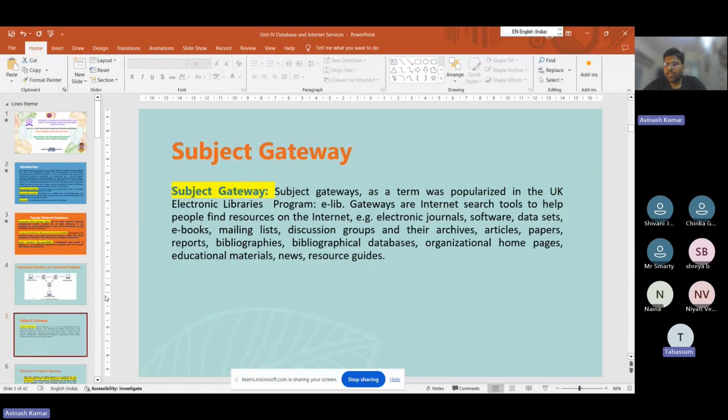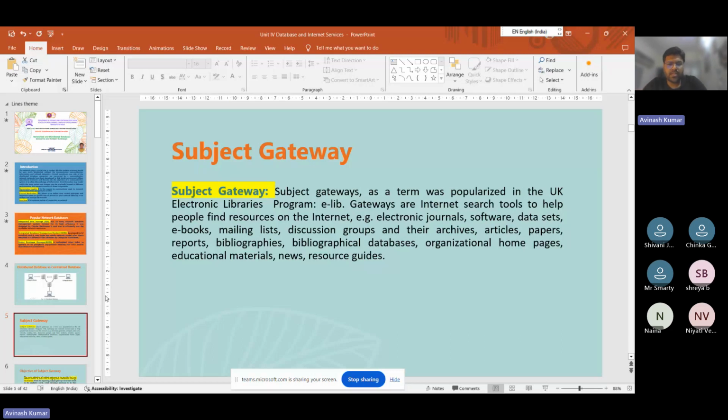What is a subject gateway? Actually, this is a very old example of a subject gateway. Now it is useful for organizations, but it has changed. As you know, technology gradually changes in our life. The subject gateway, as a term, was popularized in the UK Electronic Libraries Program. Okay, it started from the UK, and gateways are internet search tools to help people find resources on the internet: electronic journals, software, data sets, ebooks, mailing lists, discussion groups, and their archives.